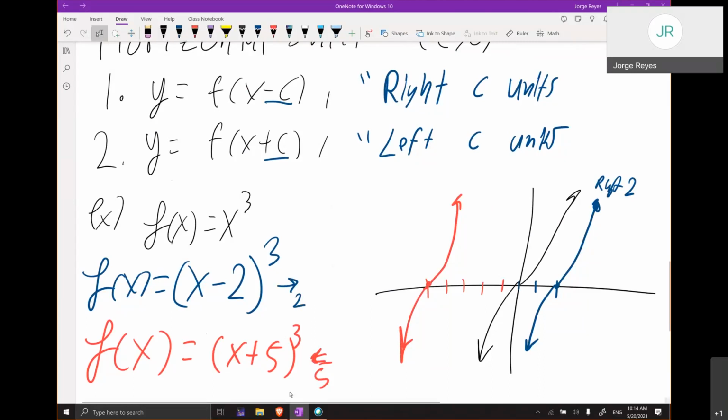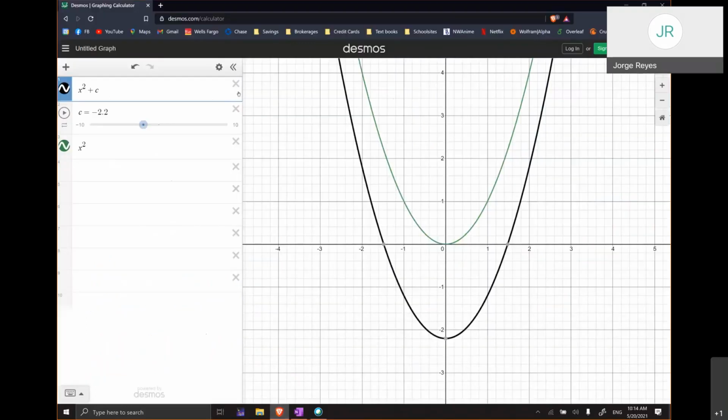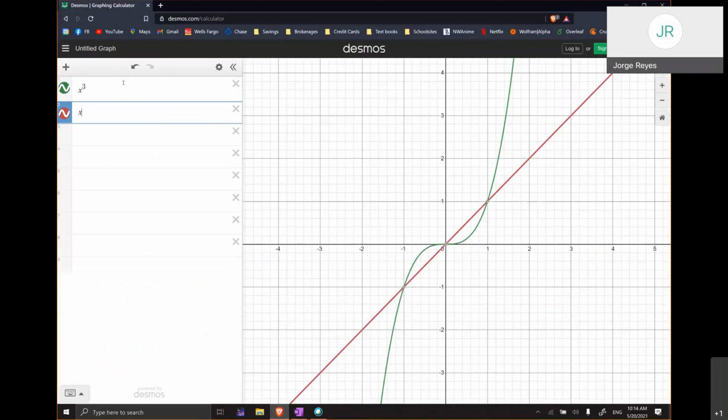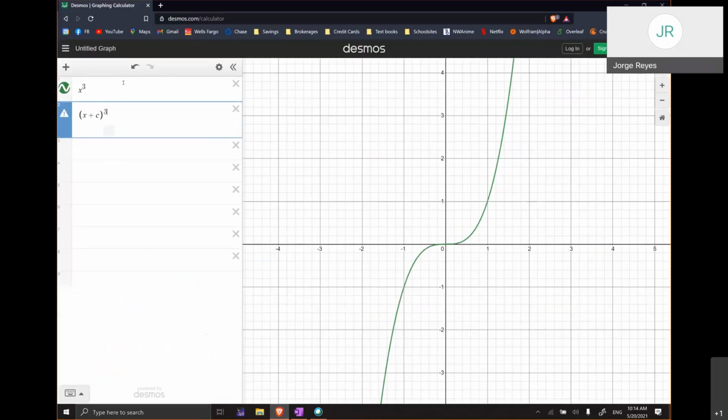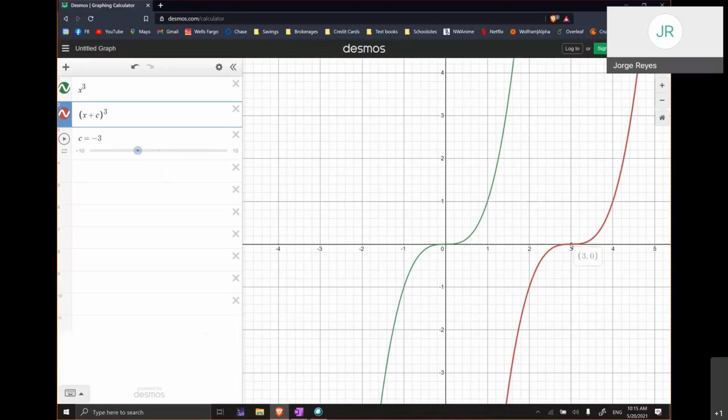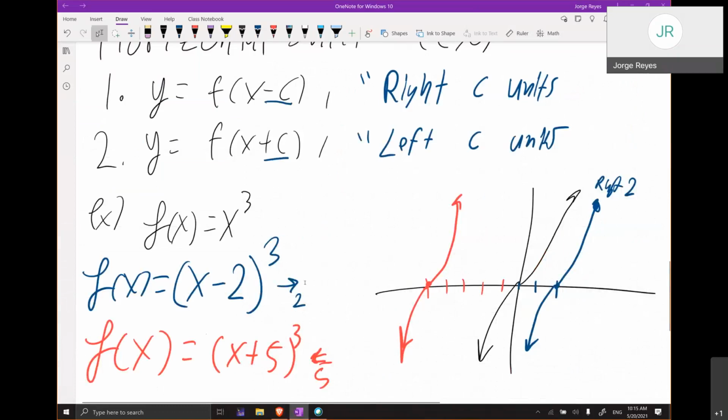And again, I can show you this. So let's get an x cubed. Then let's do x plus c inside of a cube. Ta-da! And we see when it's plus 1, I went left 1. And then I can keep going left, and I can keep going right. Left, right, right, left. Negative 3, I went to the right 3. So yeah, that's horizontal shifts, left, right.